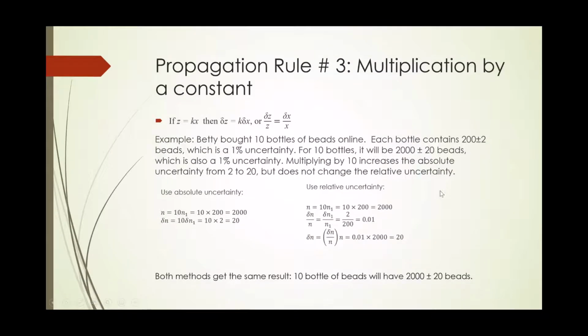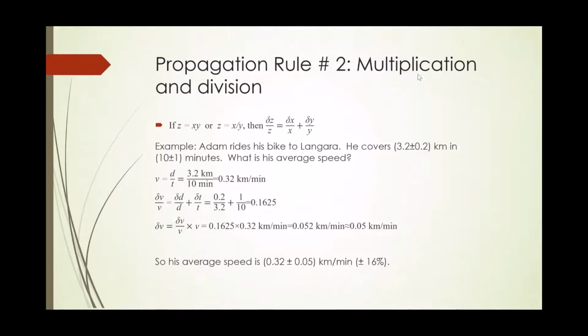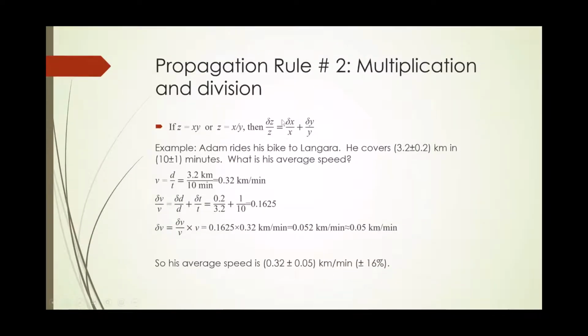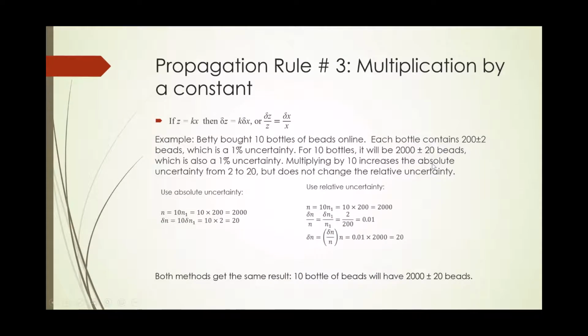Next is rule number 3. Rule number 3 is for multiplication by a constant. It's not an independent rule, because it's a multiplication too, right? So you can actually use rule number 2 to apply to the situation of rule number 3. It's just more convenient sometimes that you can use rule number 3 directly.